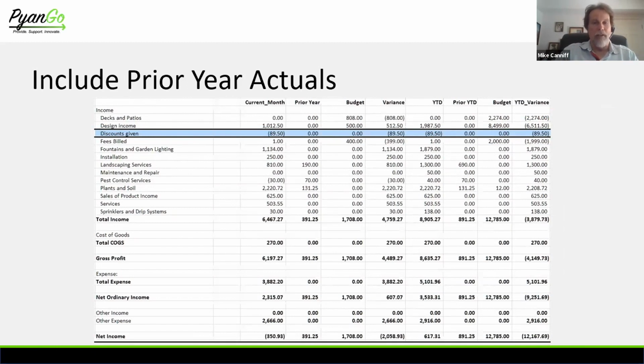Of course, with COVID, this is going to mess up a lot of reports, because 2020 was such an aberration that it's going to be very difficult to do year-over-year comparisons.